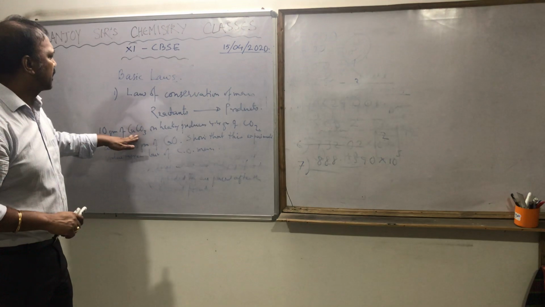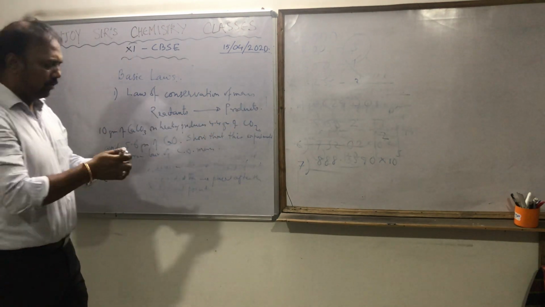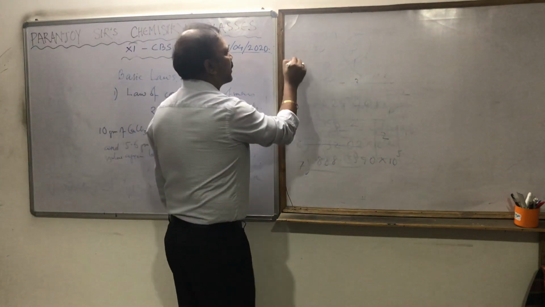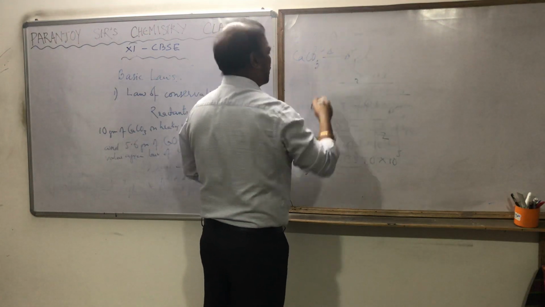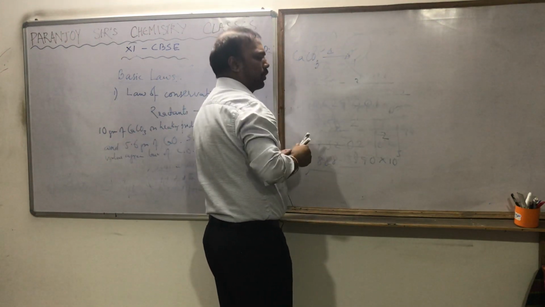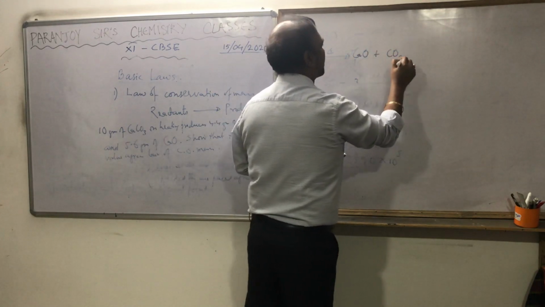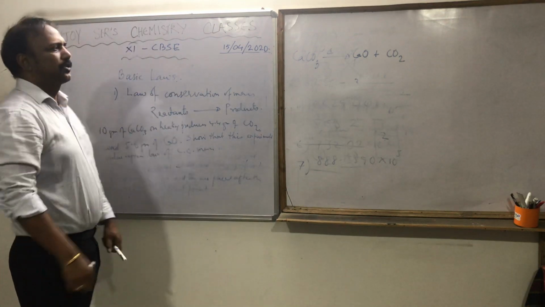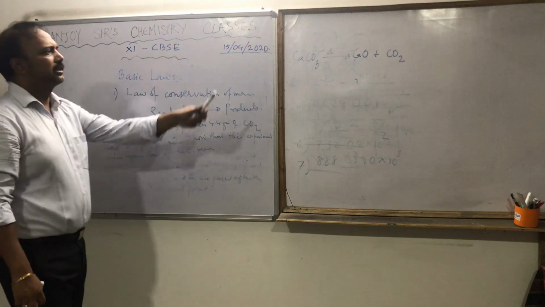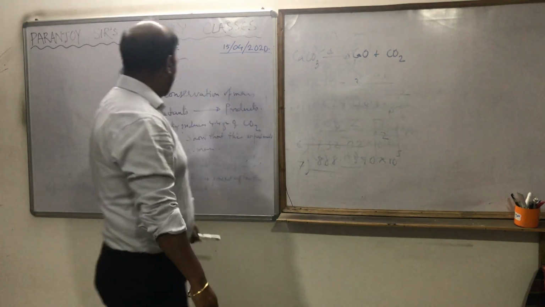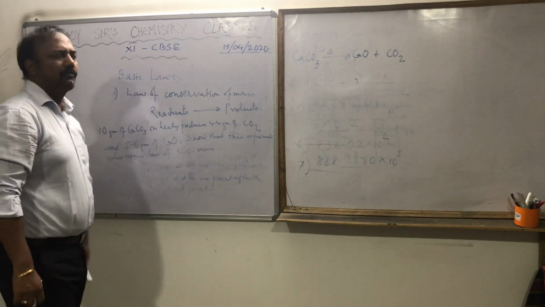That calcium carbonate we are heating and we are getting carbon dioxide and calcium oxide. We will write down that reaction. Calcium carbonate on heating produces calcium oxide plus carbon dioxide. Okay, so what is the reactant over here? Calcium carbonate. What are the products over here? Calcium oxide and carbon dioxide. What we have to show? We have to show that this experimental value agrees with the law of conservation of mass.